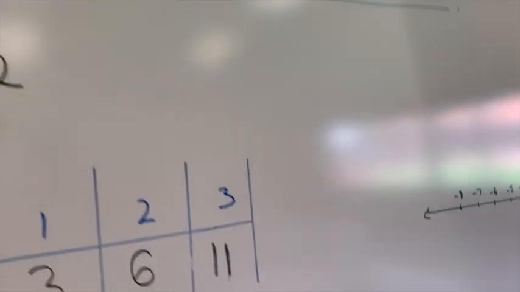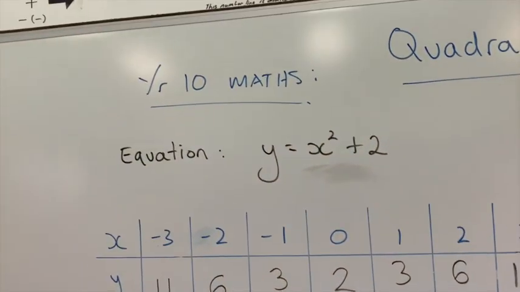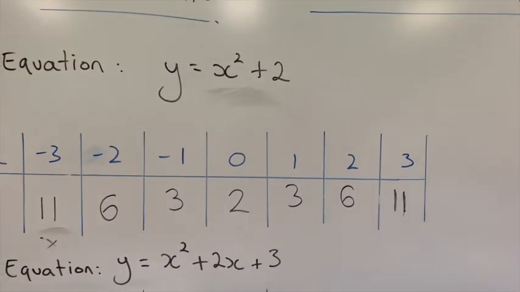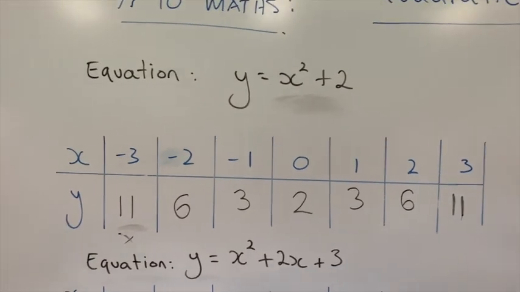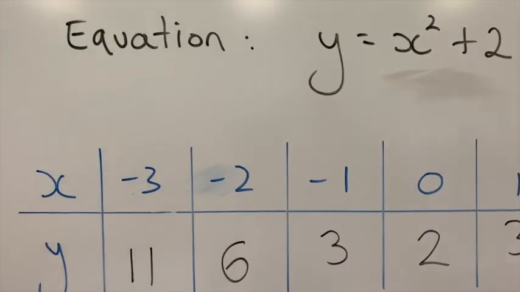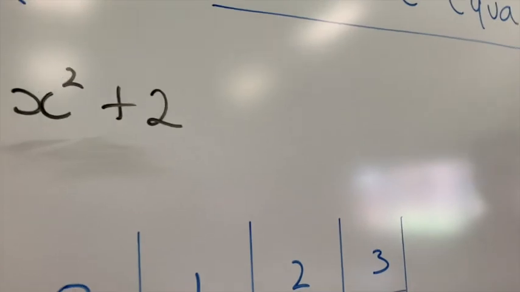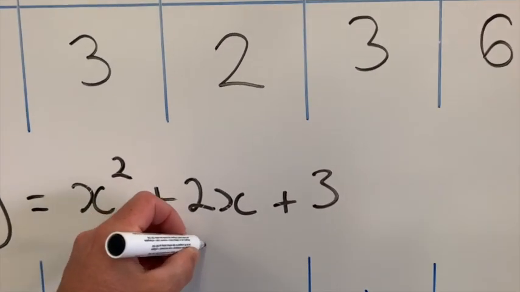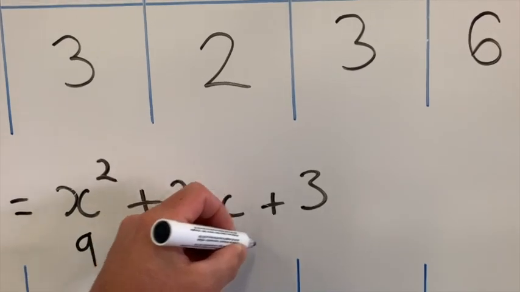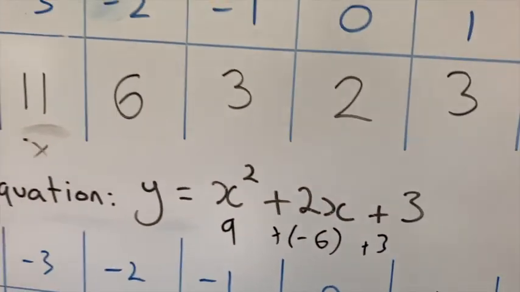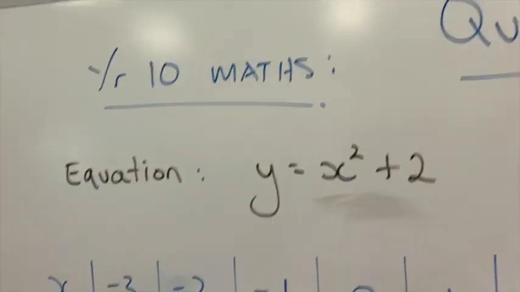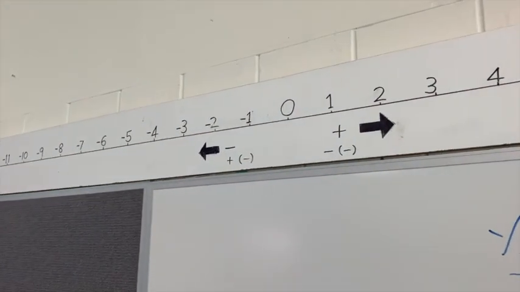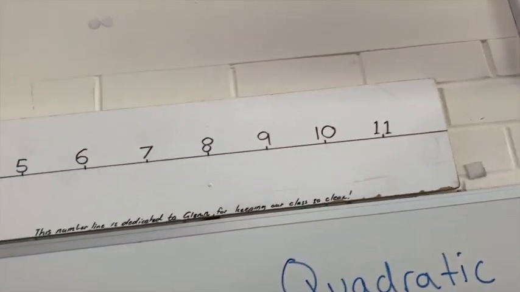So we're going 9 plus negative 6, and this is just for this dot only. Then negative 6 plus 3. You're starting at 9, and we all know when you're plussing a negative, it becomes a takeaway. So basically we're taking 6.